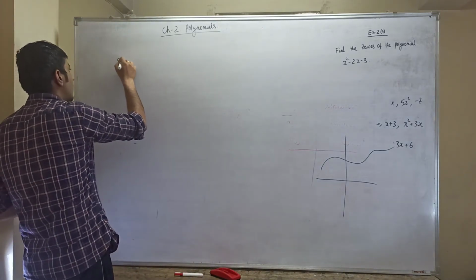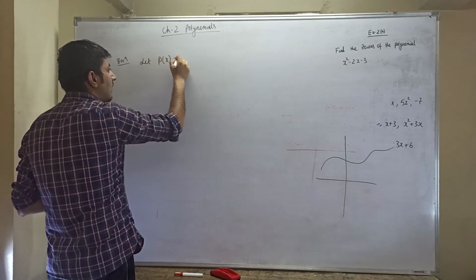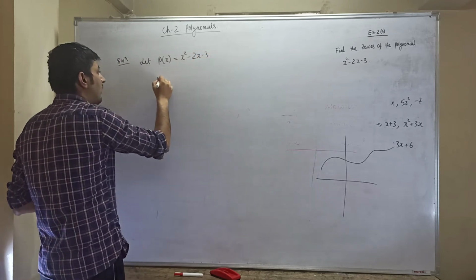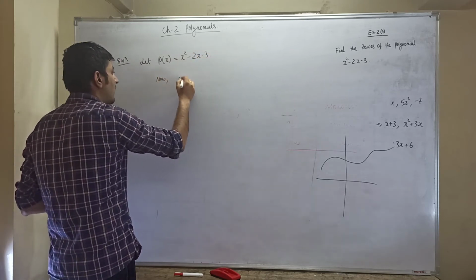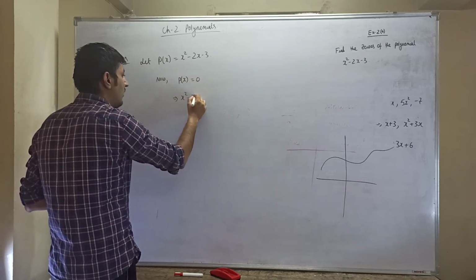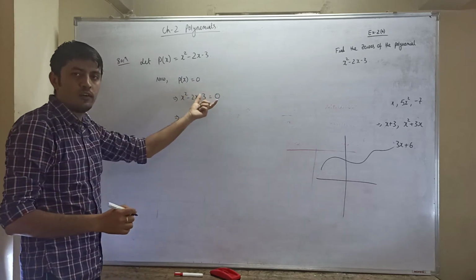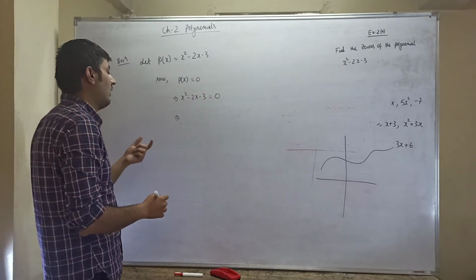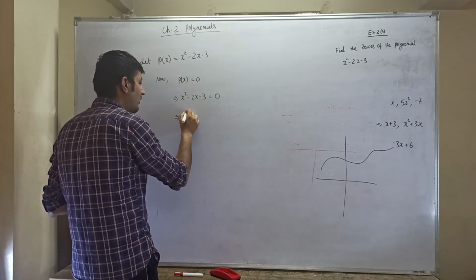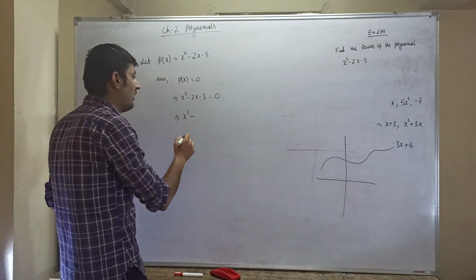Solution: let p(x) is equal to x square minus 2x minus 3. Now you equate this to 0. p(x) is equal to 0 you take. This implies x square minus 2x minus 3 equal to 0. Kindly solve this quadratic equation, you have done it in your previous class also. So let us try to solve this quadratic equation by factorization, splitting the middle term.